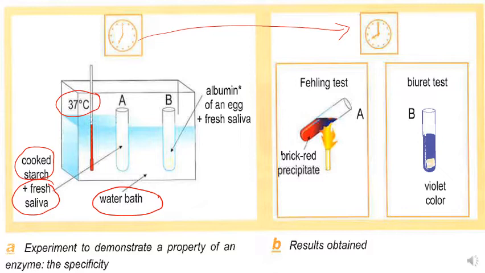So in tube A, cooked starch plus fresh saliva. We said that saliva is not the enzyme. Pay attention to this: the saliva is the juice that contains the salivary amylase that works on starch to give maltose, which is a reducing sugar. While in tube B, we have albumin of an egg. We talked about this last time, it's a protein. Plus fresh saliva. Results obtained after about 1 hour.